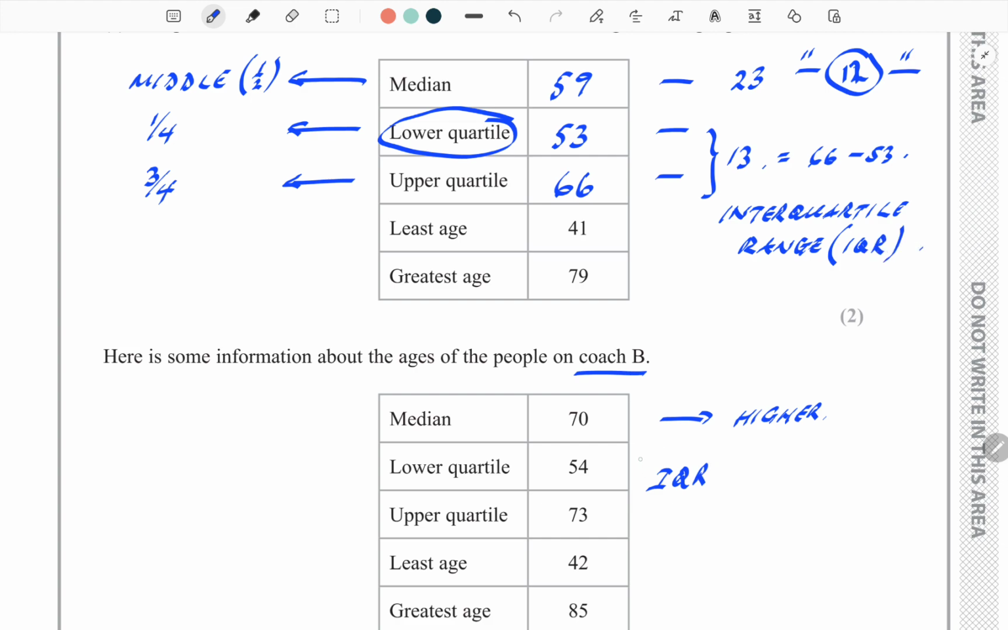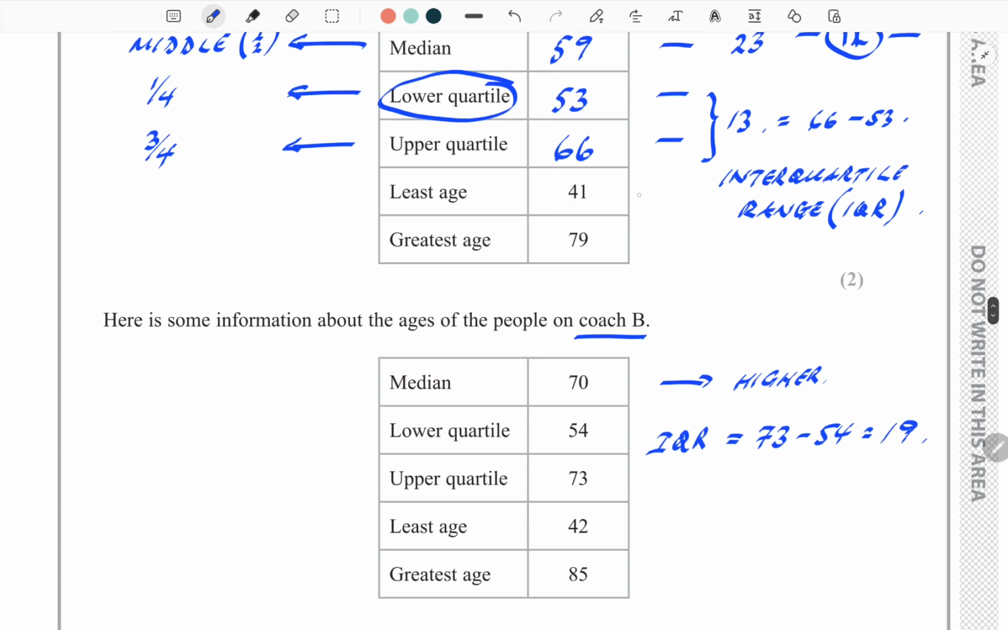Okay, so the IQR for Coach B is 73 minus 54, which is 19. So Coach B actually has a larger interquartile range as well. And the other information that we could use is, remember, the range. That would give us the range, and same with that there. So the range here is 38, and this one here is 43.